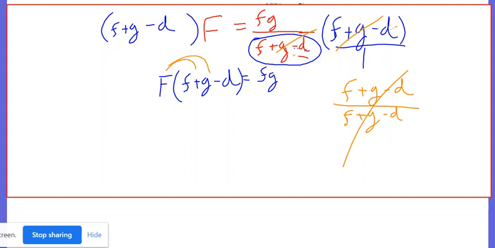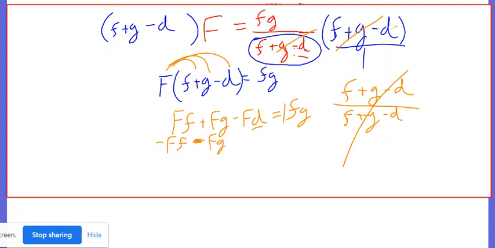So I'm going to go ahead and just for funsies distribute. So I have big F times small f plus big F g minus big F d is equal to fg. And remember, I'm still trying to get this d by itself. So I'm going to subtract big F small f, and I'm also going to subtract big F g from both sides.